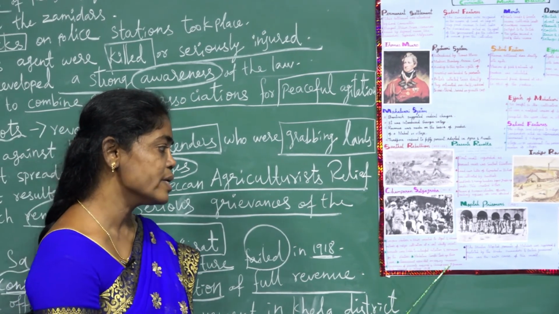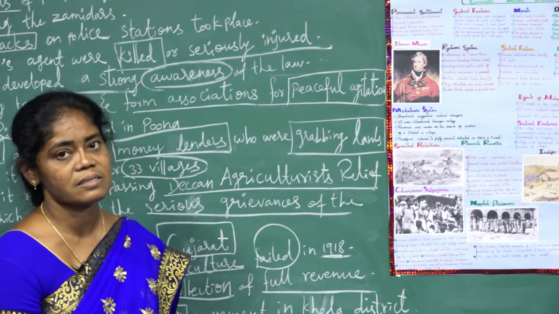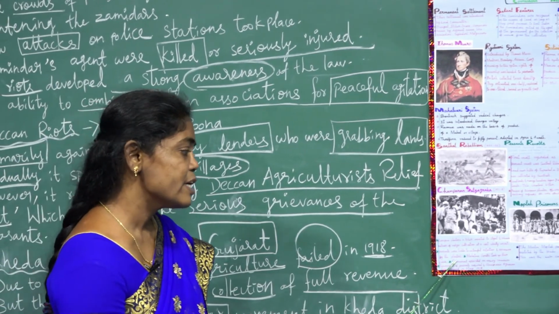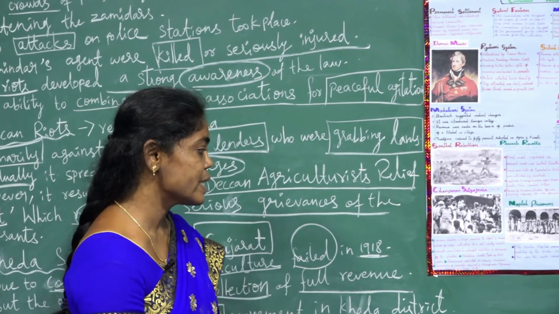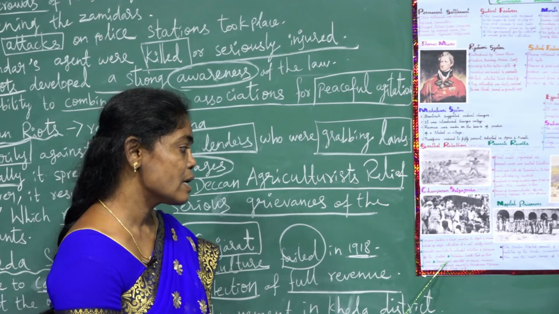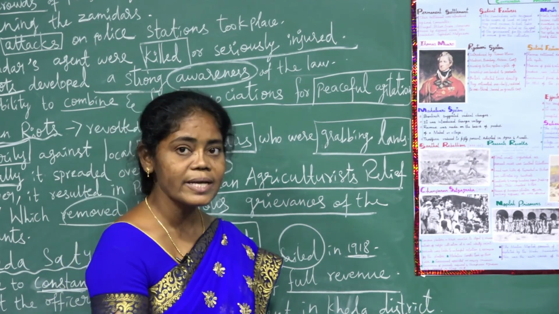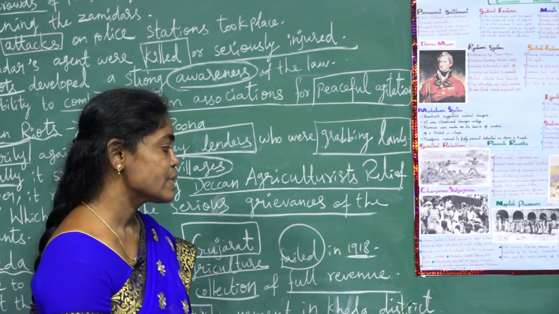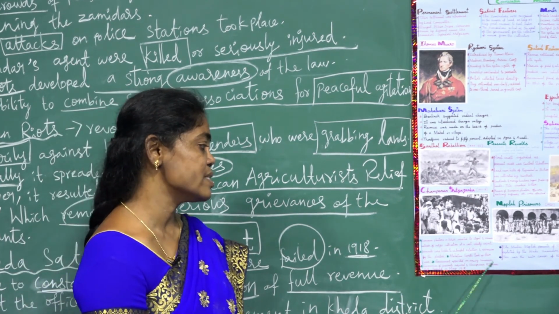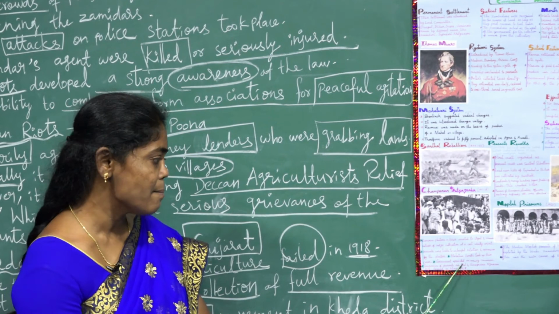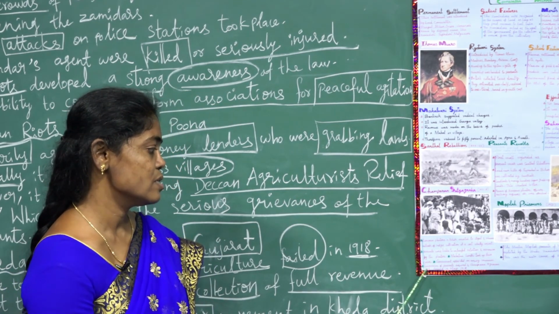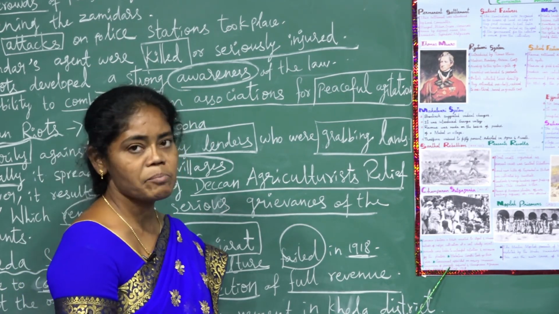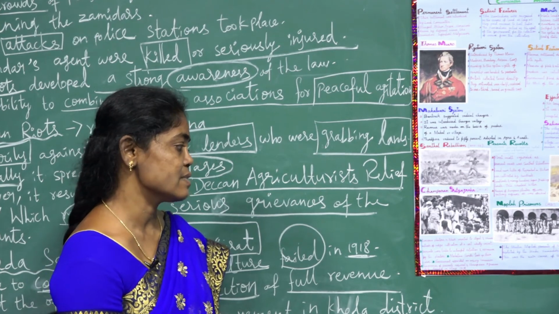So Mahatma Gandhi took up their cases. He was the member to take up the case. The government appointed an inquiry commission on behalf of Mahatma Gandhi. Next, they passed an act, that is the Champaran Agrarian Act, in May 1918.